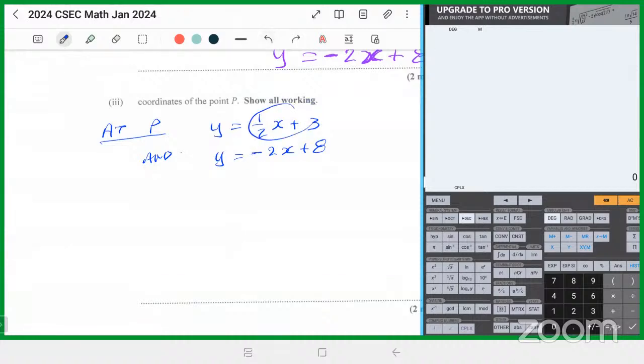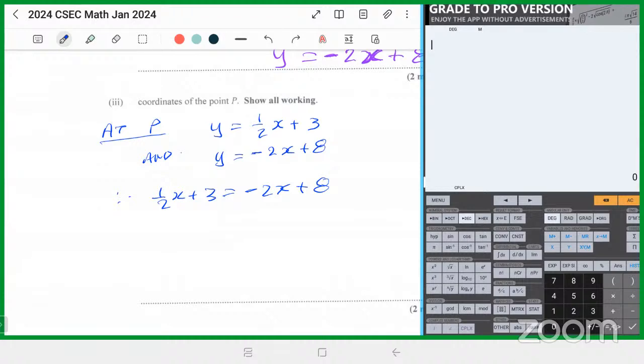Because y is equal, we can say, therefore, half x plus 3 becomes equal to minus 2x plus 8. What I'm saying is that this y value and this y value are equal, because one line is saying y is equal to this, and the other line is saying y is equal to that. At the point P, the y values are equal, and so this is equal to this. That's the premise on which we're going to solve it.